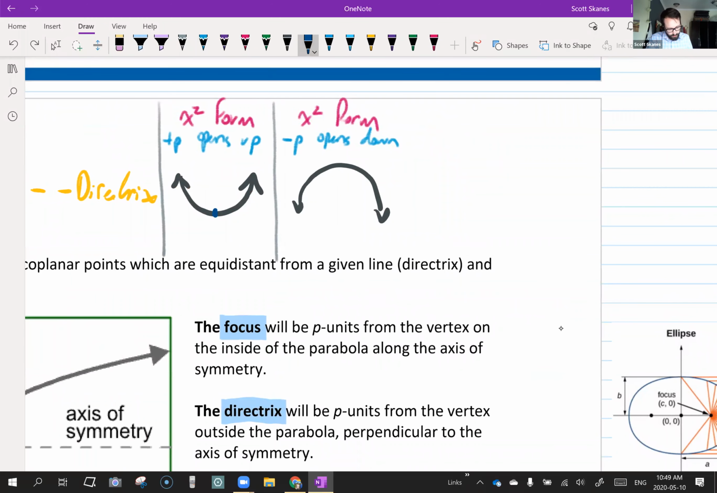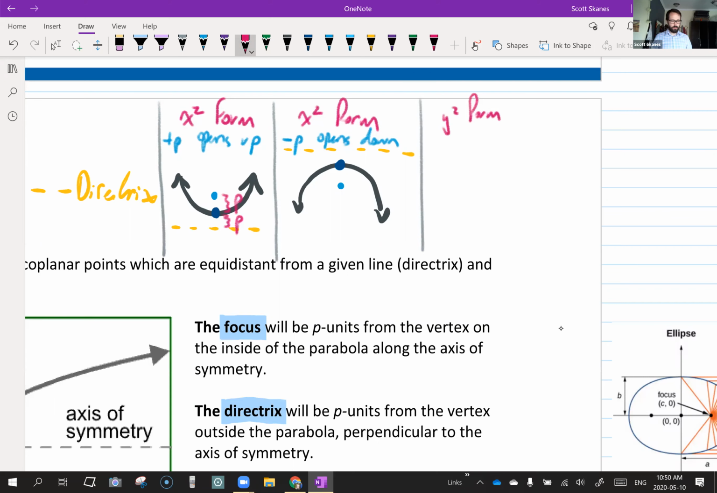Again, our vertex would be right here. Our focus would be inside the curve like this. Our directrix would be equally spaced apart on the other side. And we would call this distance p. You know, that's our distance p. I won't write that every time because it kind of makes the diagram a little bit ugly, but you get the idea. The other two types are y squared form.